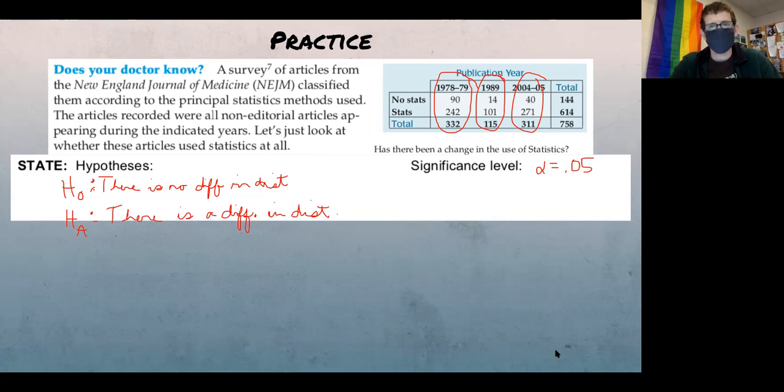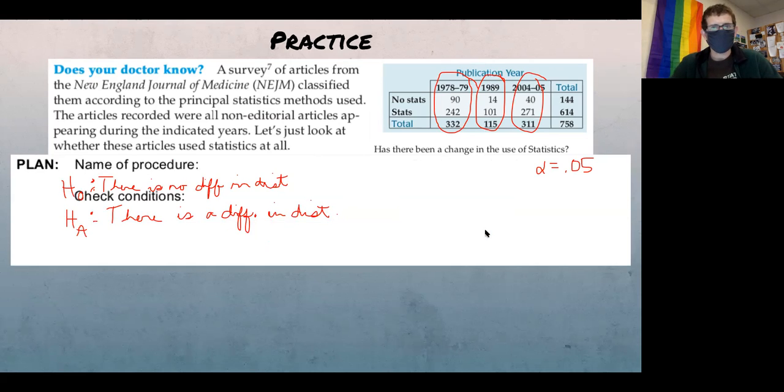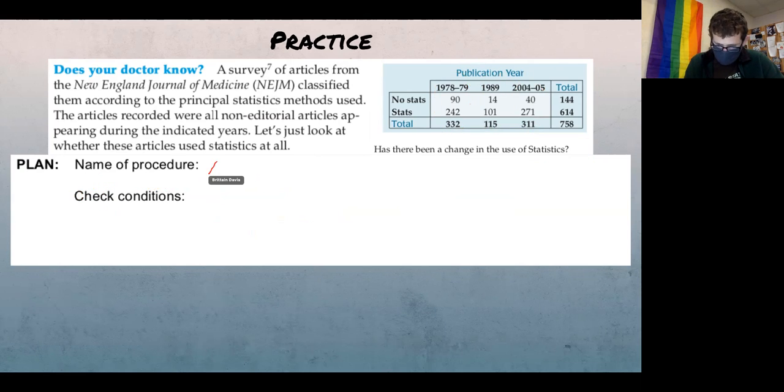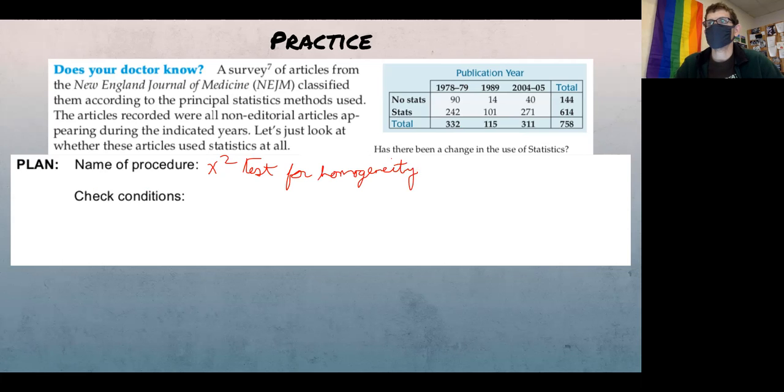So let's now move forward and let's name this procedure. So I'm going to erase this. The name of this procedure is a chi-square test for homogeneity. And again, this is when you take 2 or more samples and you want to see if there's been a difference in distribution in one variable over time. And we want to check conditions.